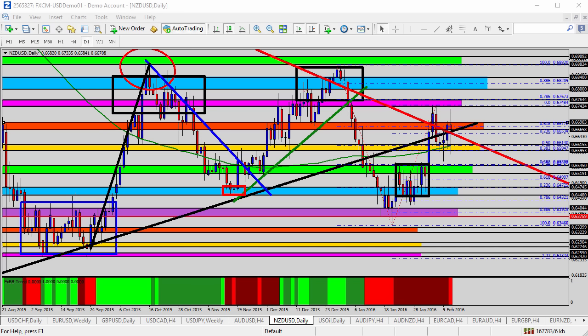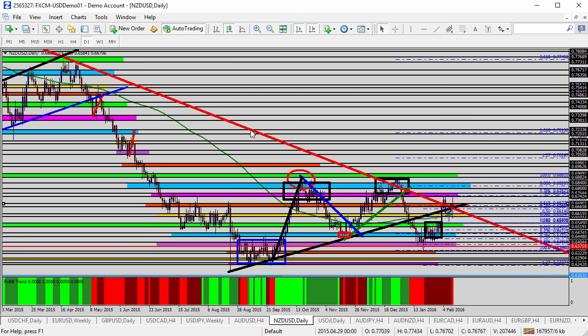We were looking to sell the NZDUSD, New Zealand dollar versus the US dollar, into our resistance zone. If I zoom out one time here on the daily time frame, you can see the long-term weekly trend line, the red trend line coming down from the top of the chart. And then we also have this rising black trend line where we saw the market rising for a few weeks into that red trend line. It fell back down, broke underneath the black trend line, came back up.